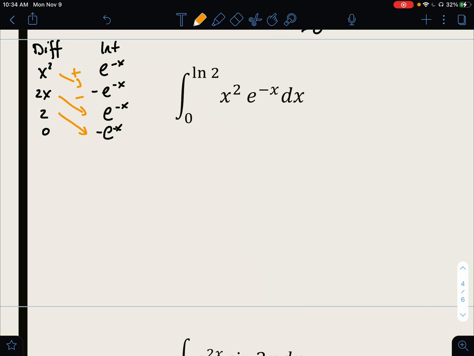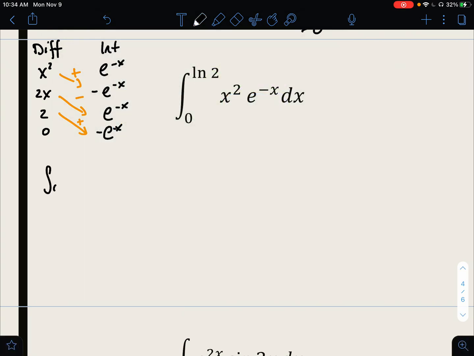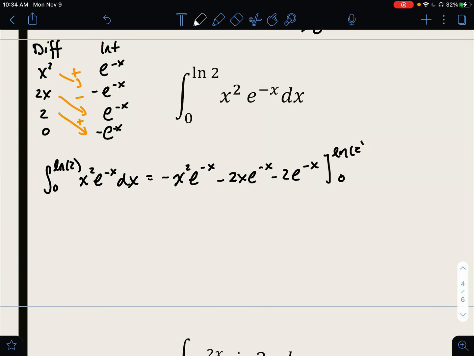There are the arrows, plus, minus, plus. So the integral from 0 to ln of 2 of x squared e to the negative x dx is equal to negative x squared e to the negative x minus 2x e to the negative x minus 2e to the negative x from 0 to ln of 2.